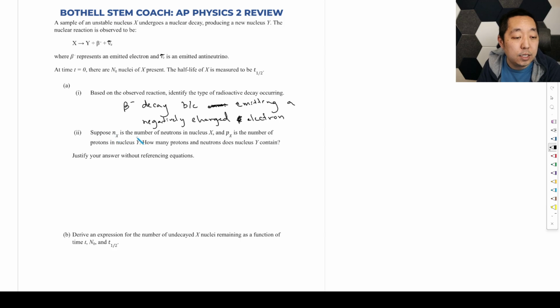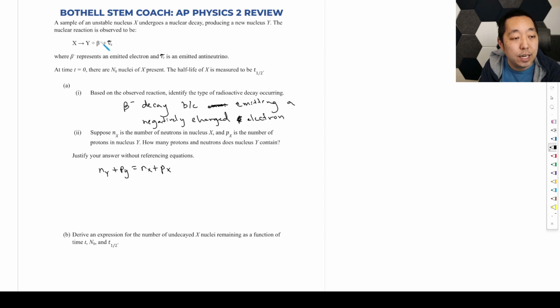Okay, suppose N_X is the number of neutrons in the nucleus and P_X is the number of protons in the nucleus. How many protons and neutrons does Y contain? So we have to think about the change. The number of neutrons N_Y plus the number of protons P_Y has to still equal the total. The total number of protons and neutrons is going to remain the same. This part we know has to be the same.